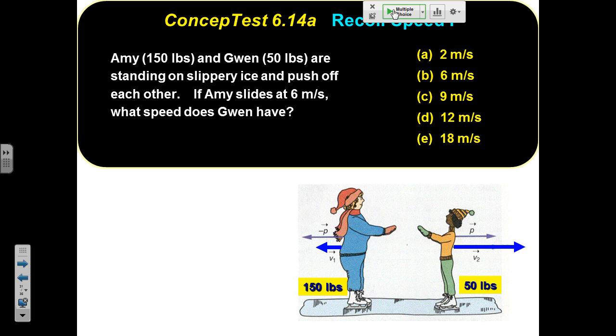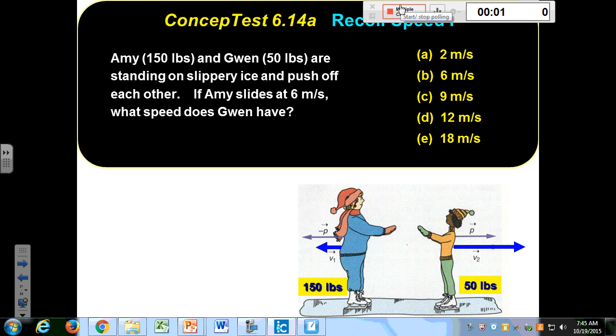Amy is 150 pounds. Gwen is 50 pounds. They stand on slippery ice and push off each other. If Amy, who weighs 50 pounds, goes off at 6 meters per second, what speed does Gwen have? It's a lot like the uranium nucleus splitting off.